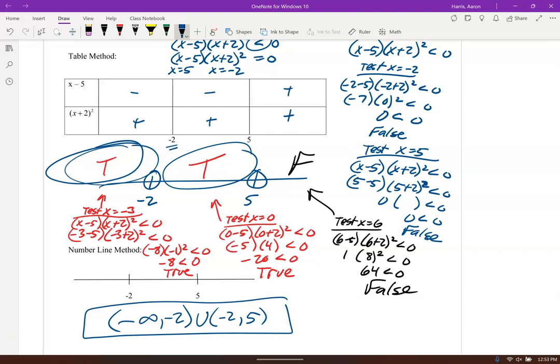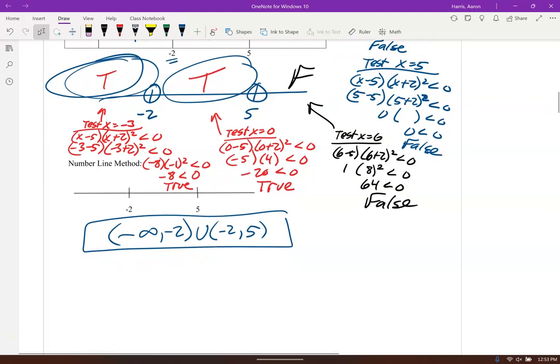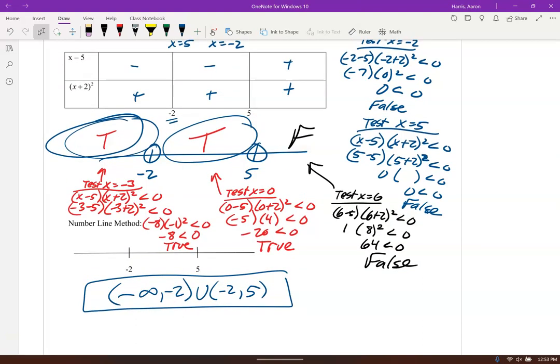So I don't like to do the table method. I'm only going to do the number line method with you guys, because that's typically the best, in my opinion, way to solve that algebraically. I do want to show you graphically how this connects.